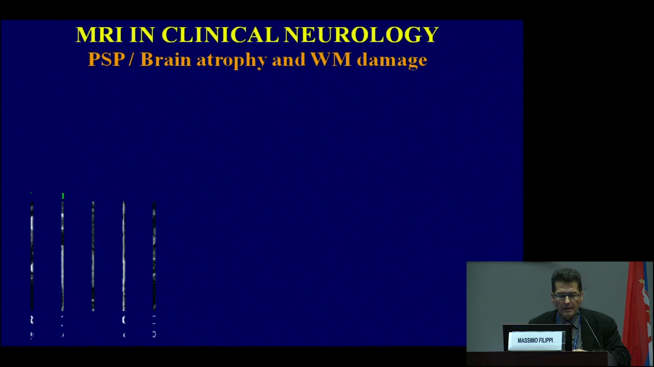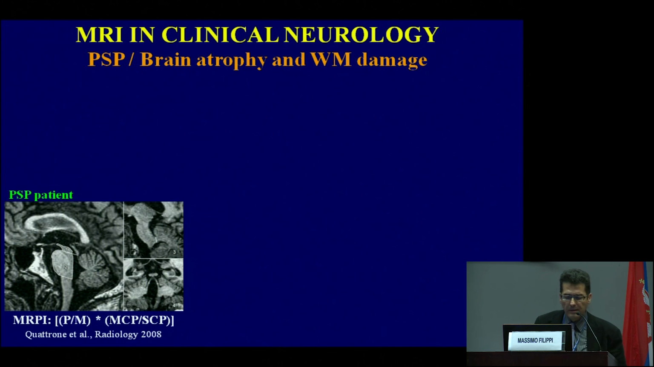And as you know, also in Parkinsonism, we now have linear measures to assess the size of the pons, the midbrain and the cerebellar peduncles, which have been shown to be very useful in a ratio to distinguish between different PSP patients and between them and Parkinson's disease.